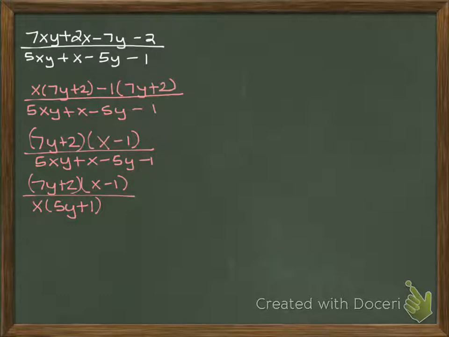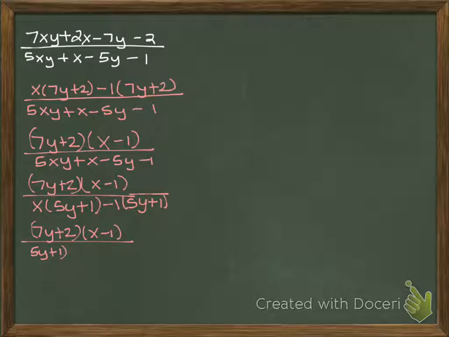Then from these two terms, I have a 5y and a 1. They're both negative, and I want to make them positive, so I'm going to factor out that negative 1, and that would give me 5y plus 1, just like I have in that first term. So that means that I can factor out the 5y plus 1. This would give me 7y plus 2 times x minus 1 over the denominator of 5y plus 1 times x minus 1. And if I distribute the 5y plus 1, I would get x times 5y plus 1 and negative 1 times 5y plus 1.